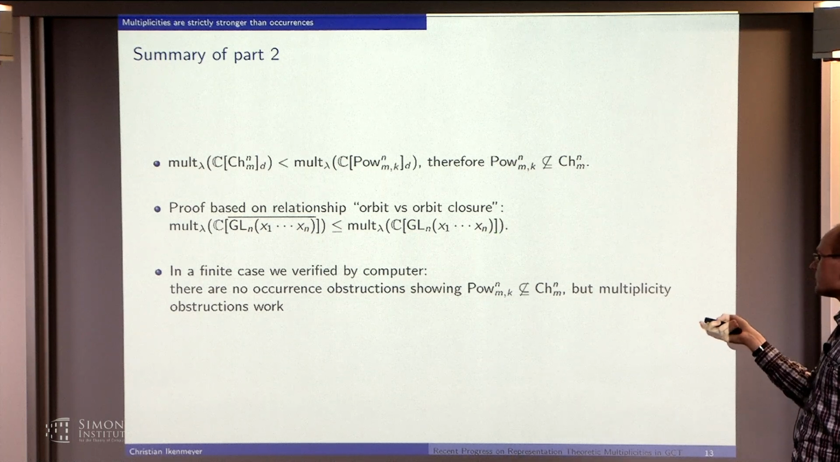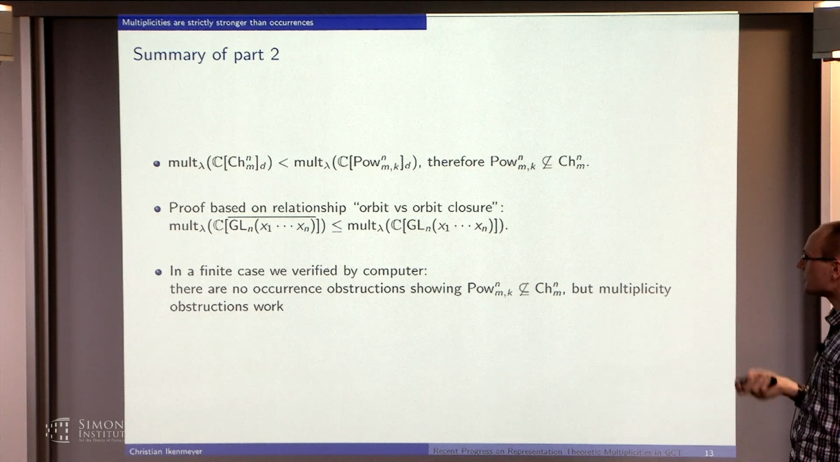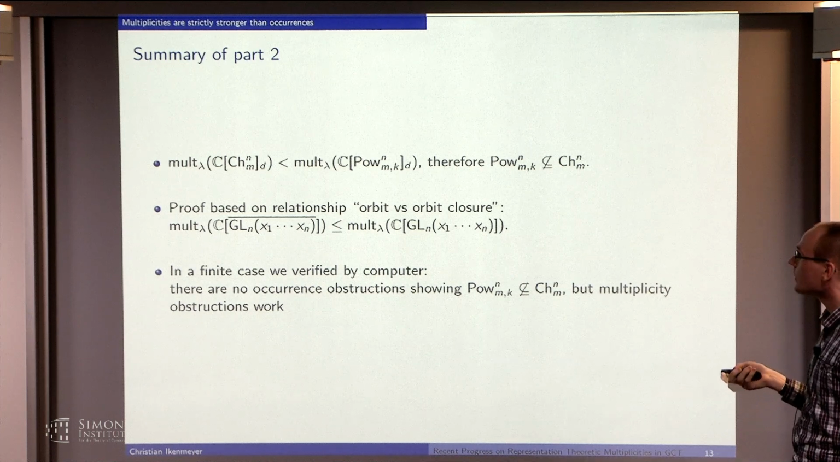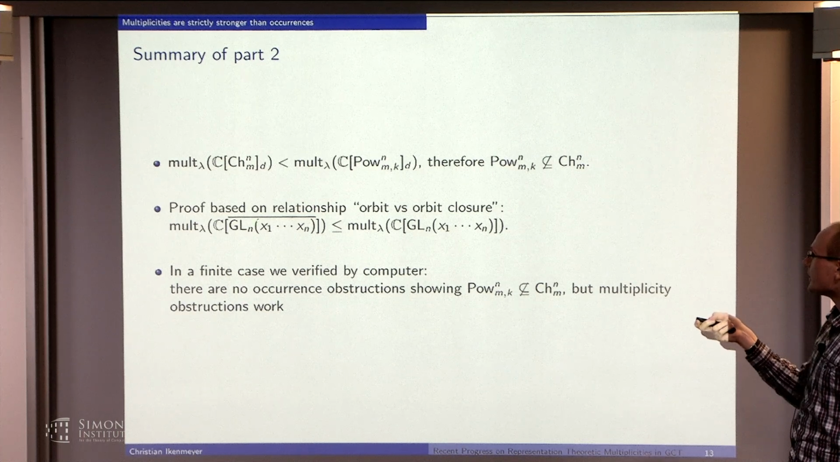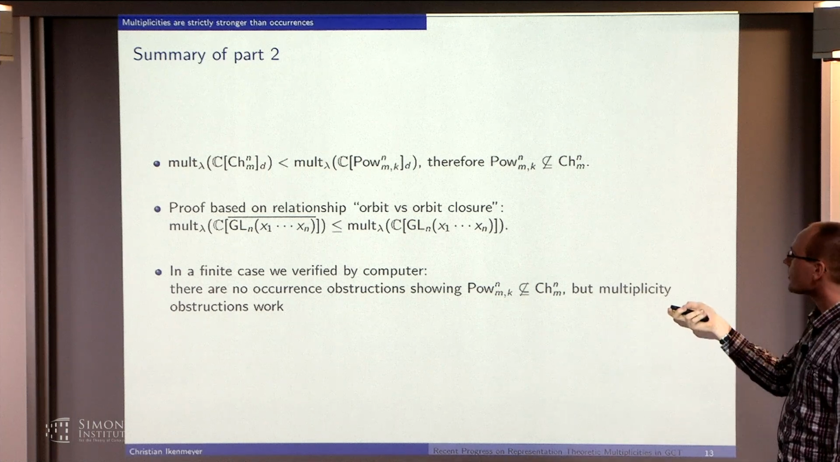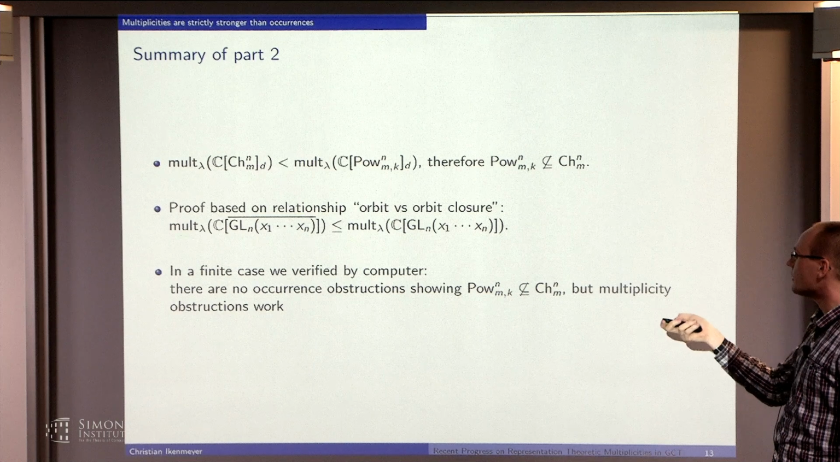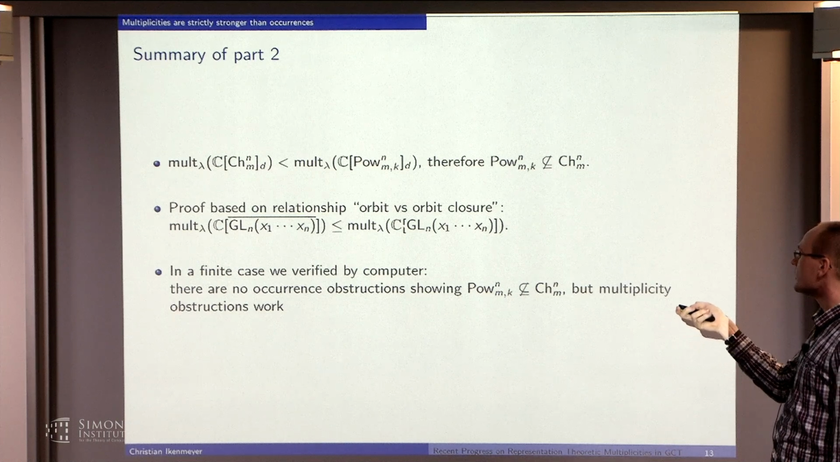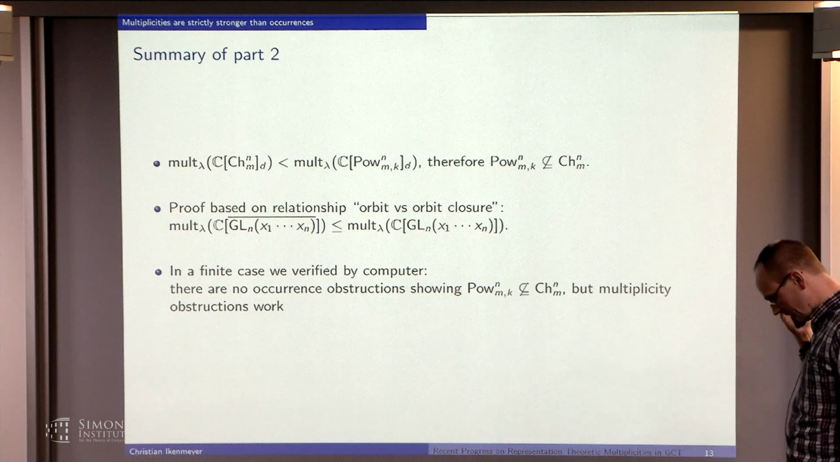And in the finite case, we verified that you cannot do this with occurrence obstructions, but multiplicity obstructions work. Now, having such an upper bound is a nice thing, and sometimes gives you something interesting, but we do want to connect these two objects closely. In particular, there's a lower bound missing here. The upper bound is just not good enough.